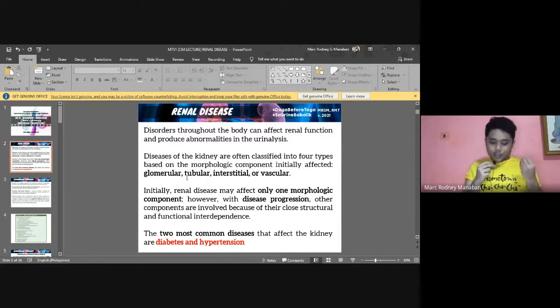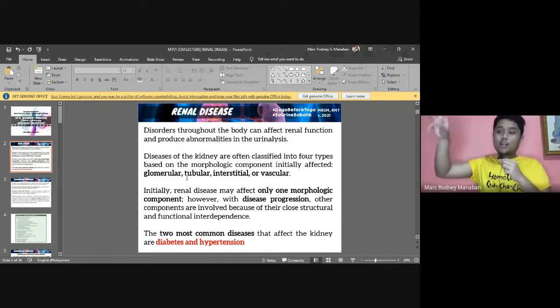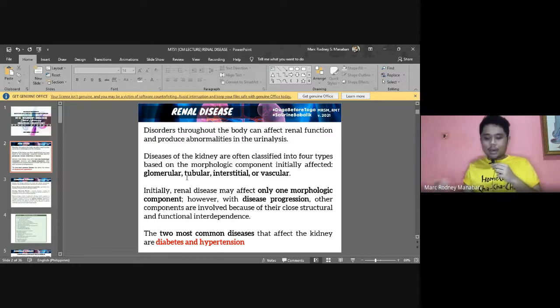Now, initially, your renal disease may affect only one morphological component. However, of course, the longer the disease lasts, the more parts of the kidney can be involved or damaged, because of the close interrelatedness of their functions and structures. They are connected, so if one is damaged and it is prolonged, it can spread. So it's expected that once the disease is chronic, the pathology and the symptoms are more intense. Those are the 4 major categories of your renal disease.